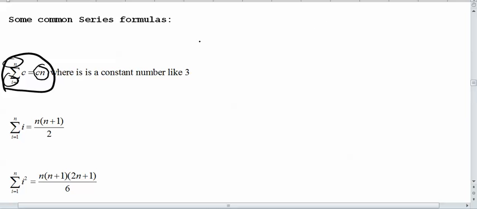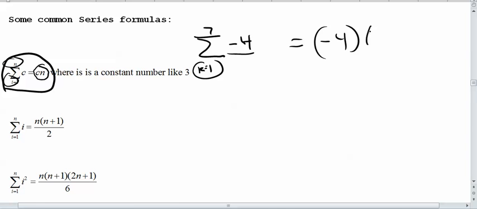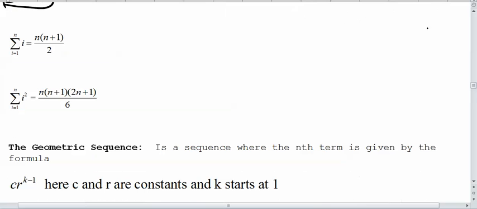Here's another example. Suppose I'm looking at this sum here, 1 to 7, of a minus 4. Again, notice the index, whatever the index is, some letter, usually k, i, or j, doesn't appear here on the right-hand side. So in other words, this is simply a constant. Then this would be minus 4 times 7, which would be minus 28. All right, so I'm going to move on to the next formula.